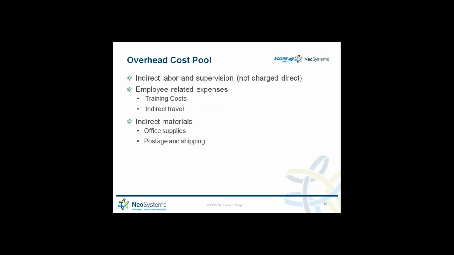So the overhead cost pool, again, this is the pool, includes all of the indirect labor and supervision. In most companies, they'll have a project manager. Project managers sometimes carry a corporate title and sometimes wear a hat that is strictly for contracts. So when that hat is on for contracts, then most of the time, if they're reviewing items that aren't billable or that aren't able to be charged to a contract, they'll be charging to the overhead indirect labor. Also, employee-related expenses such as training costs, indirect travel that's not billable, and then again some of the materials, which are the office supplies and postage and shipping.